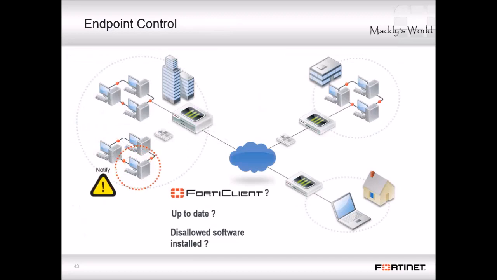Another feature that can be enabled through the firewall policy is called Endpoint Control. The FortiGate unit will communicate with the FortiClient software installed on the PC in order to make sure that specific software is installed. This way, you can enforce that a particular AV software or other software is set up on a user's PC before allowing them access.